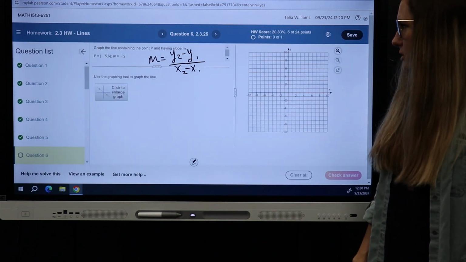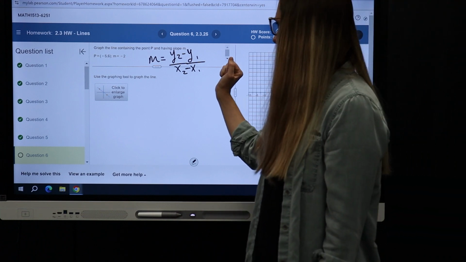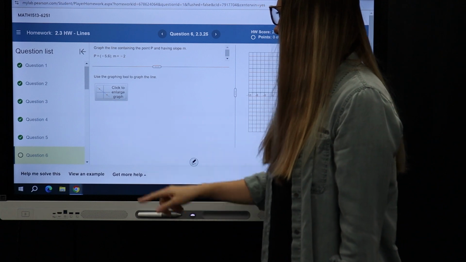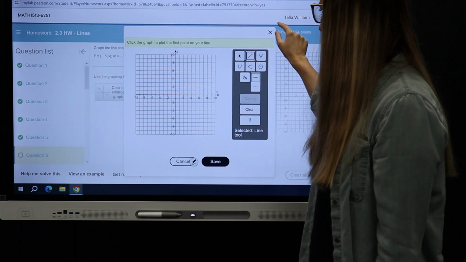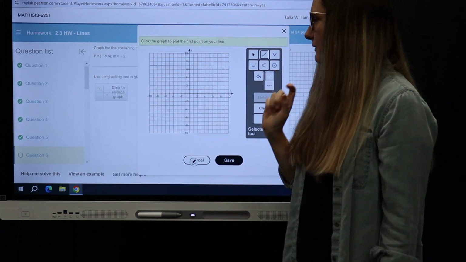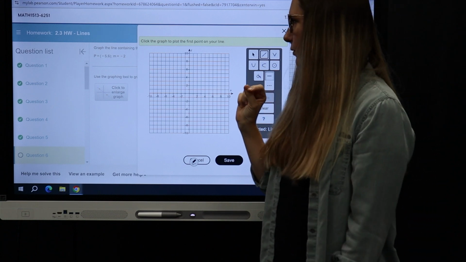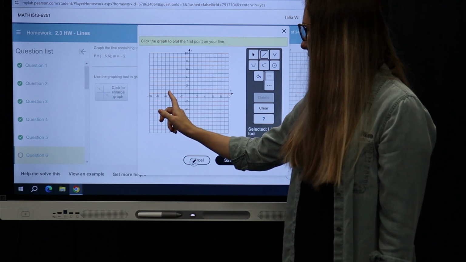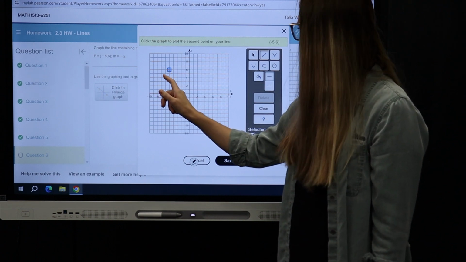Okay, use the graphing tool to graph the line. We don't need this right here because they give us slope. So when we go to graph this, we're graphing a line, so always click your line. First, you're going to graph your point. So our point is -5, 6. So go to -5, +6.